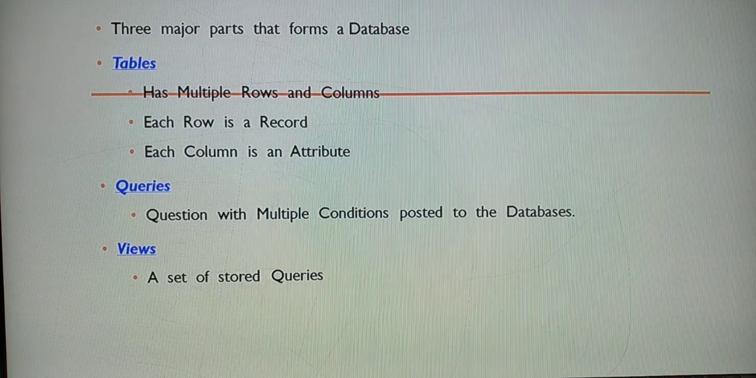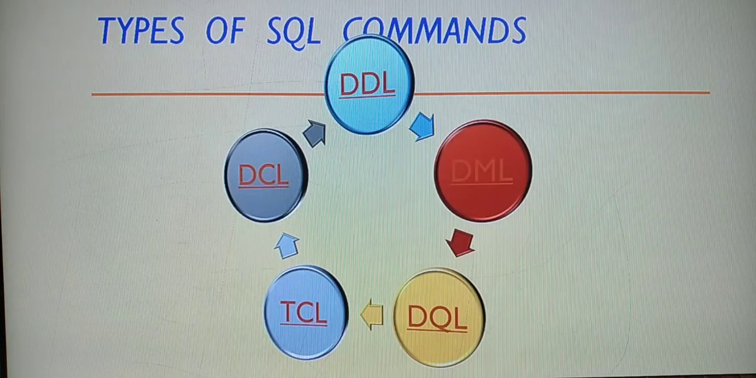Table is multiple rows and columns. Query, the question you are going to ask. View, set of queries. And next we finished types of SQL commands, that is data definition language, data manipulation language. Next one is your data query language, and the next one is your transaction control language, and the next one is your data control language.